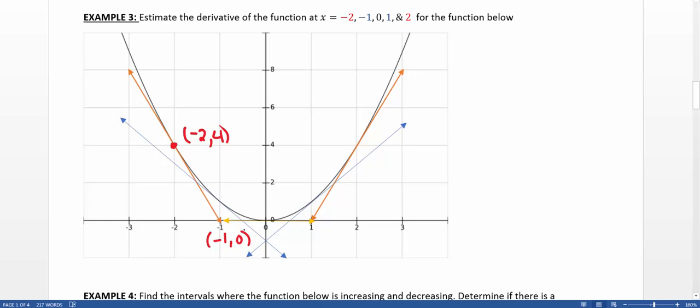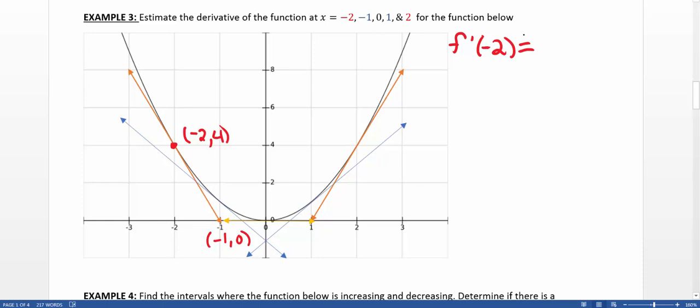Now again, I could pick any points on the tangent line. At the top of the line, it looks like -3, 8. I could pick something in between. I'm trying to pick numbers that are whole numbers to make my calculations a little bit straightforward. So again, I'm approximating the derivative at -2.